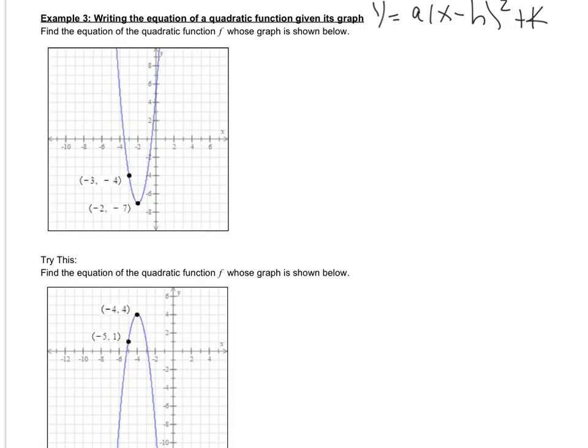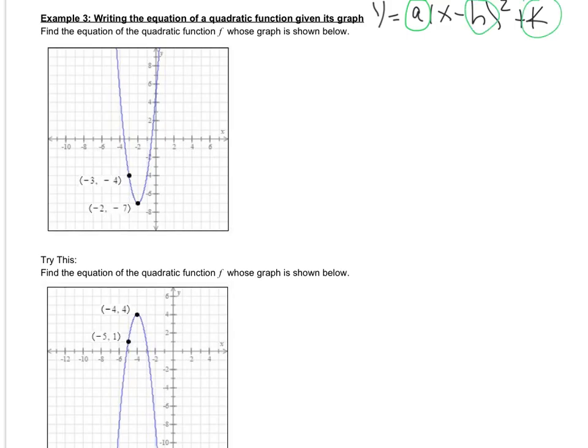In example 3, we want to write an equation of a parabola given its graph. I've written for you over here the equation that we're looking at in standard form, which is y equals a times x minus h squared plus k. And what we want to do is find the a, the h, and the k.